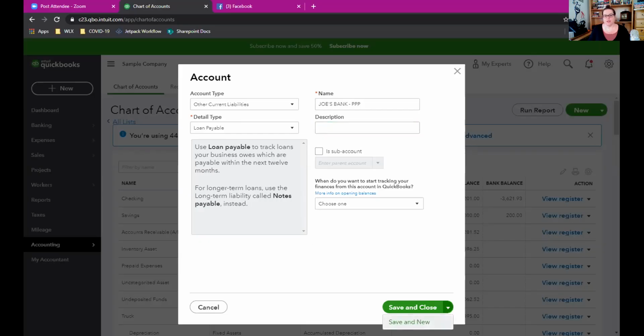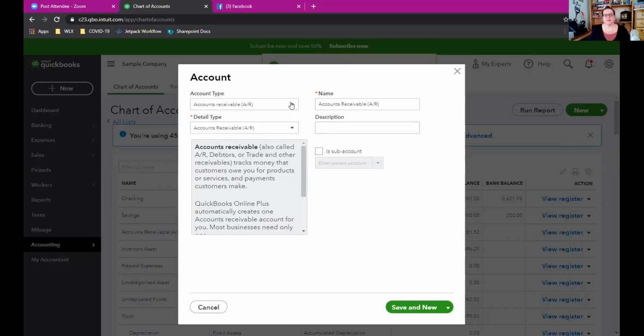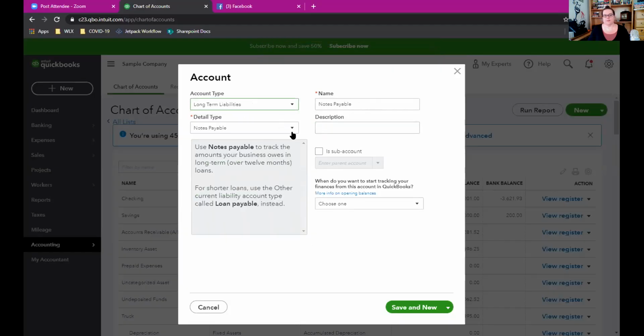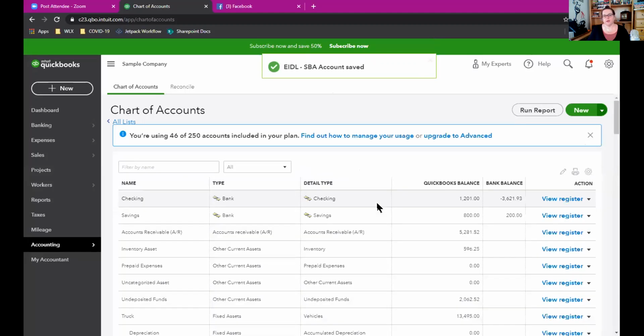And then if you wanted to go ahead and set up one for the EIDL, you're coming back to long-term liabilities. Change this to a note payable, and I'm calling this EIDL, SBA, and save and close. So that's how you set up the loan accounts.